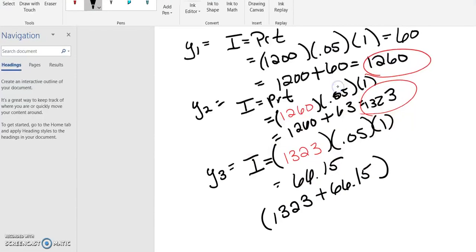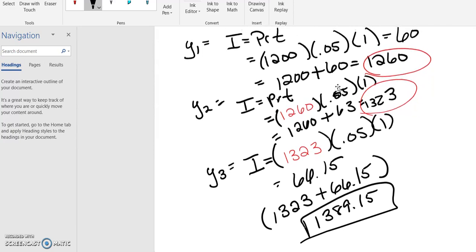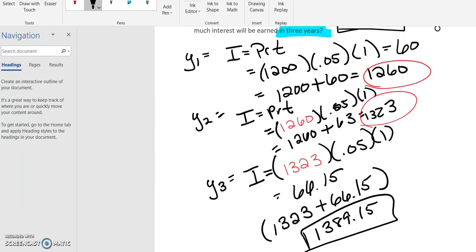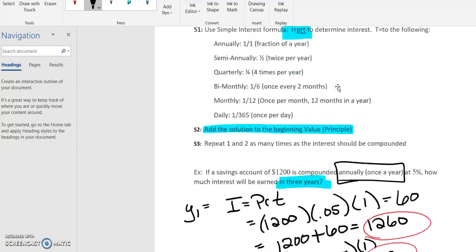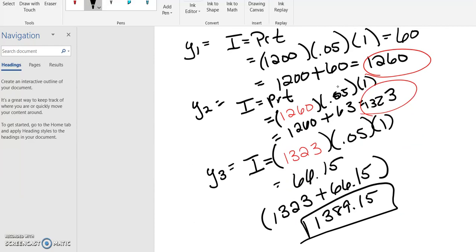So in 3 years, I've got 1,389.15. Now, if you want to do just a little bit of fun math, if you're interested, you can go back and double check your percent increase over those 3 years. Remember, I taught you percent increase a little bit back, or in the other lesson, I suppose. You can do your percent increase to find out what was the percent increase from 1,260 to 1,389. Just a little exercise if you're interested in that.